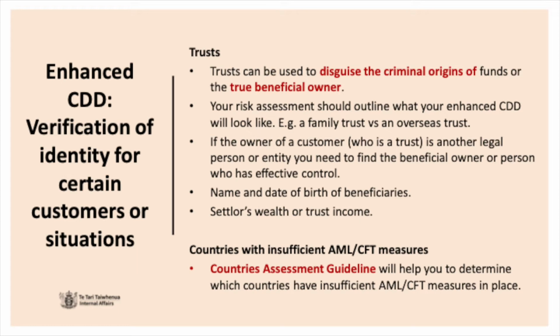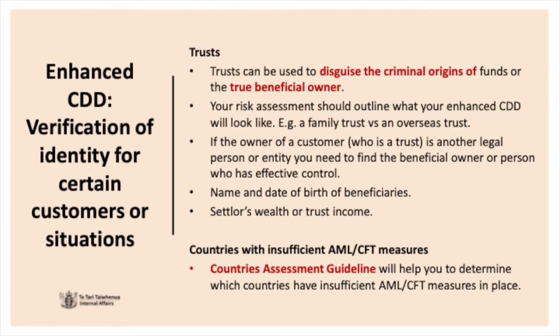For a customer that is a trust, you must obtain the name and date of birth of each beneficiary of the trust. There is no requirement to verify this information unless the beneficiary also meets the definition of beneficial owner. If there are more than 10 beneficiaries, you can obtain a description of each class or type of beneficiary instead. If the trust is a discretionary trust, you must obtain a description of each class or type of beneficiary. And if the trust is a charitable trust, you must obtain the objects of that trust.